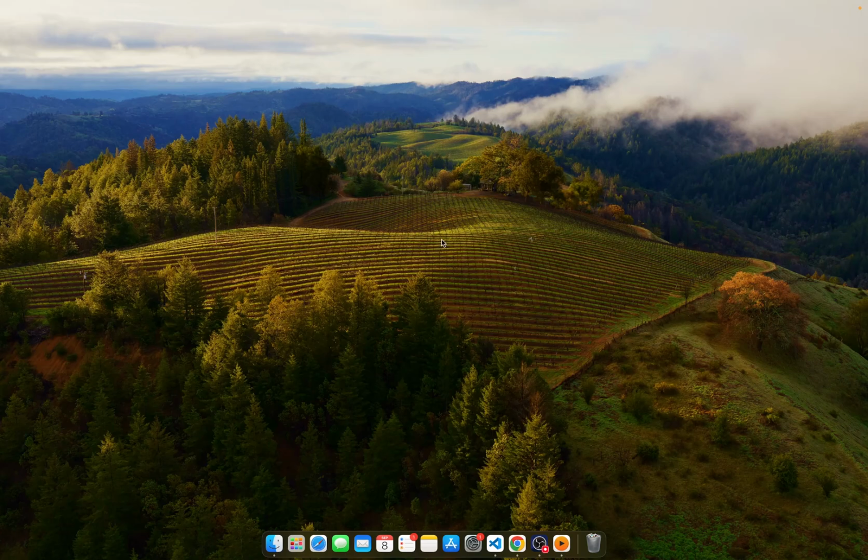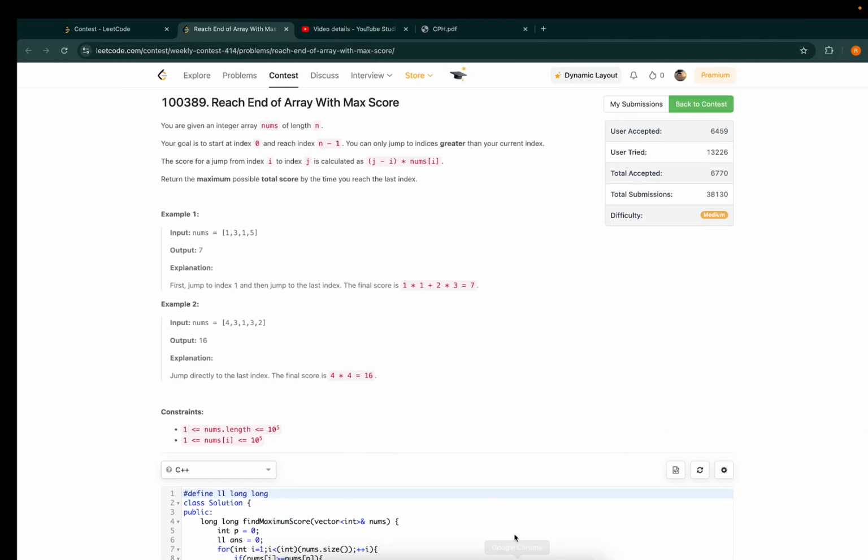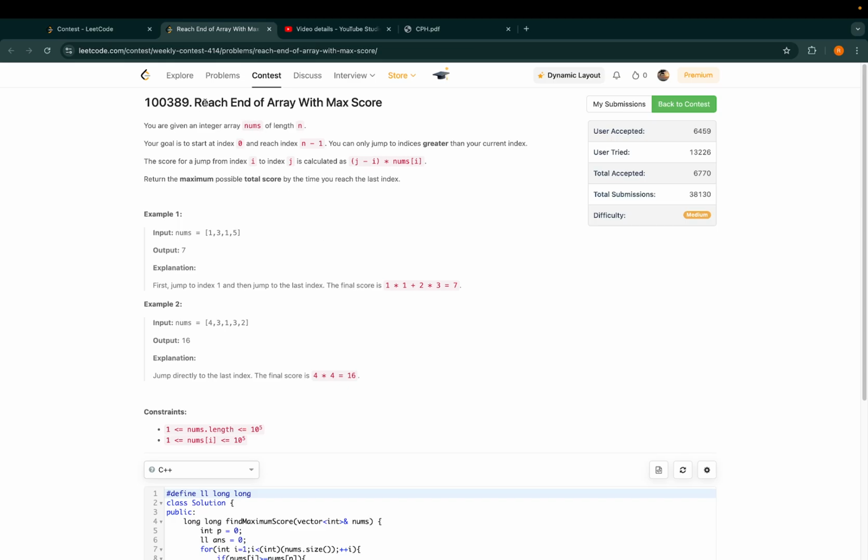Hey guys, so coming to the third problem of today's LeetCode Weekly 414 contest. It was "Reach End of Array With Max Score", problem 3282. Here you're given an array and you're starting from index 0. You want to go to the last index, and you can only jump in a forward direction.